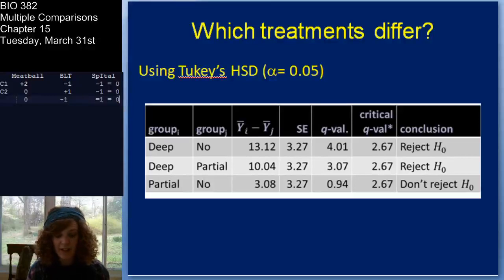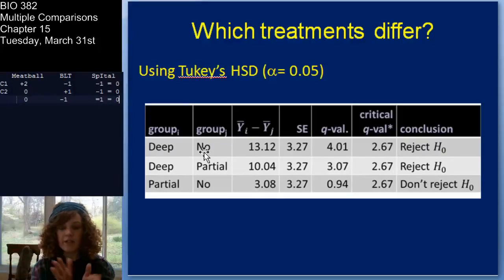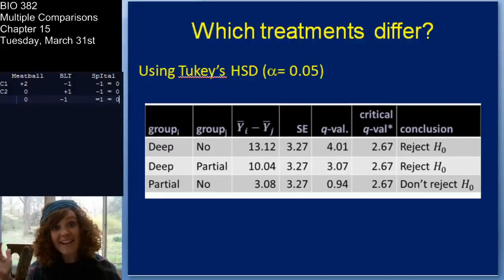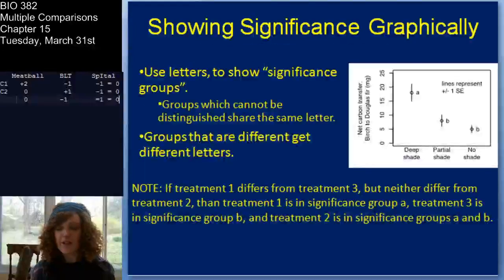Okay. So, again, here are where our differences lie: between deep shade and no shade, and deep shade and partial shade. Partial shade and no shade do not differ. Okay. Yay! Okay. So here is a figure from that paper. So you can see, again, deep shade is different from partial shade and it's different from no shade, but partial shade and no shade are no different. And now you see this graphically, right?